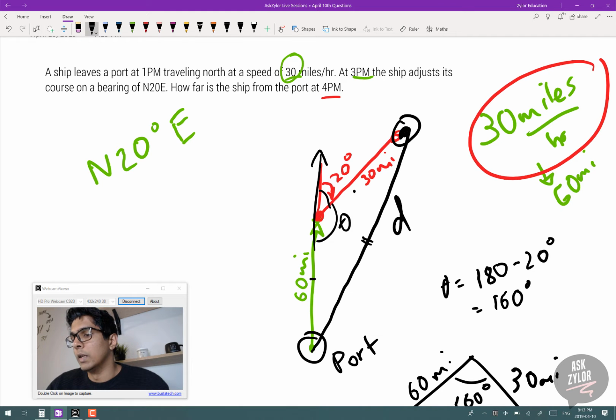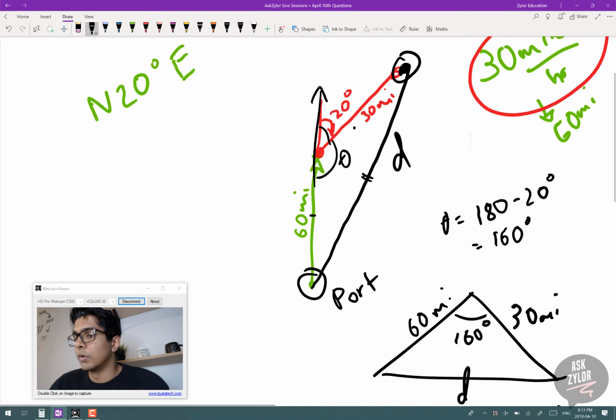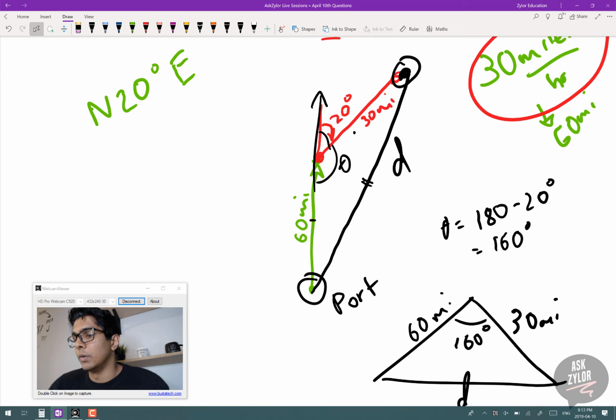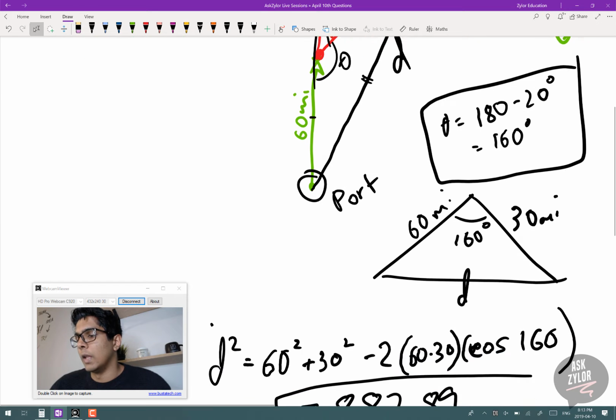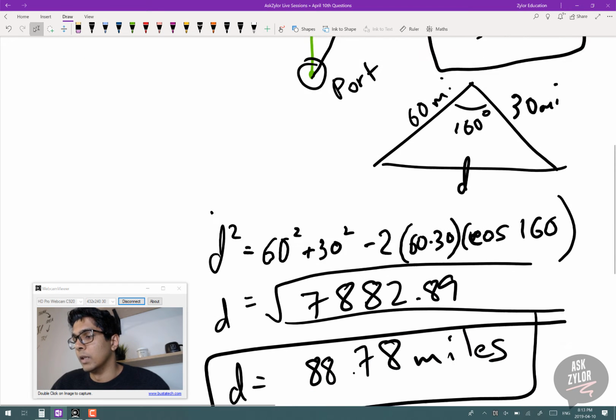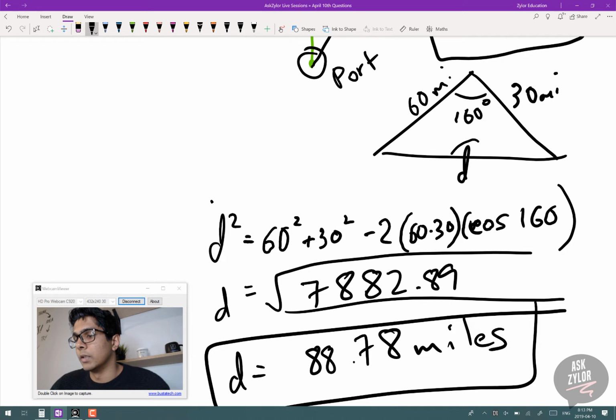So I found what the angle was, and I can find an angle inside the triangle that I'm trying to solve because I know that's a straight line. So I used 180 minus 20 to give me 160, and then I employed the cosine equation to find my distance.